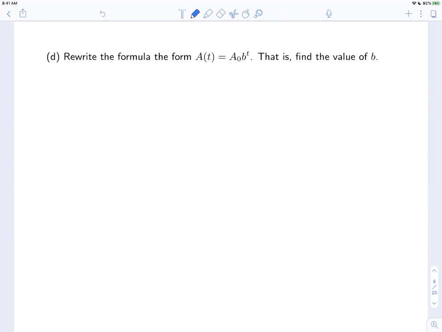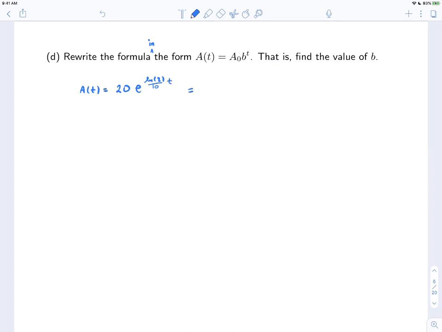For this part, we're asked to rewrite the formula in the form A at t equals A sub 0 times b to the t. That is, find the value of b. Well, actually, we've already done this because we rewrote this as an exponential in terms of the base 2. So let's do that again. So A at t is equal to 20 times e to the ln of 2 over 10 times t.